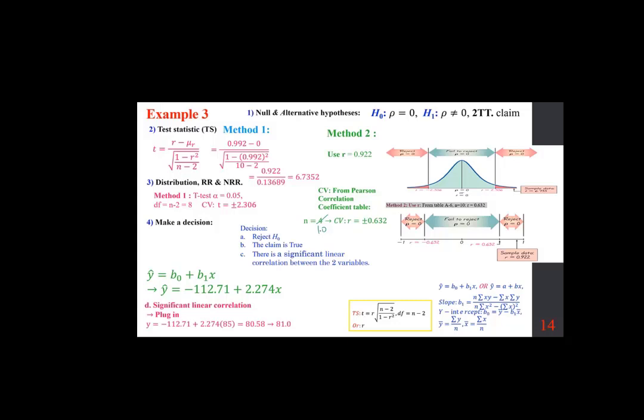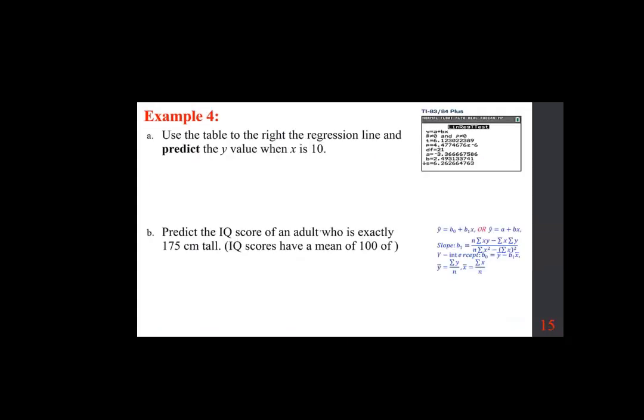All right, let's put that to a test again. Here's the synopsis, if you will. The first part says use the table to the right, the regression line, and predict the y value when x is 10. Now, this is the formula. I hope you see the A and B. You can say A plus bx. Remember, A plus bx. That's what the technology uses. So this is the regression line.